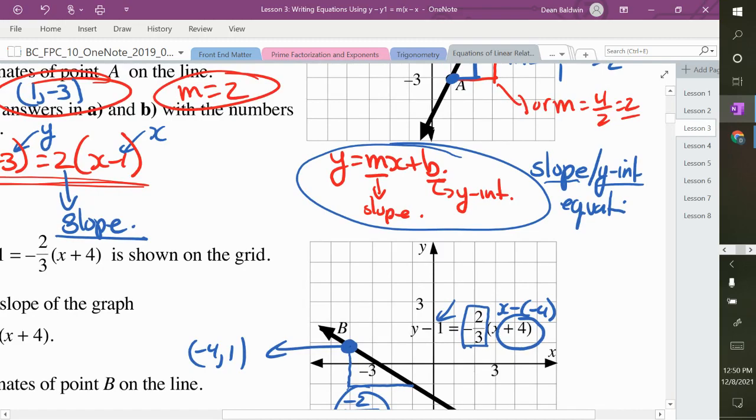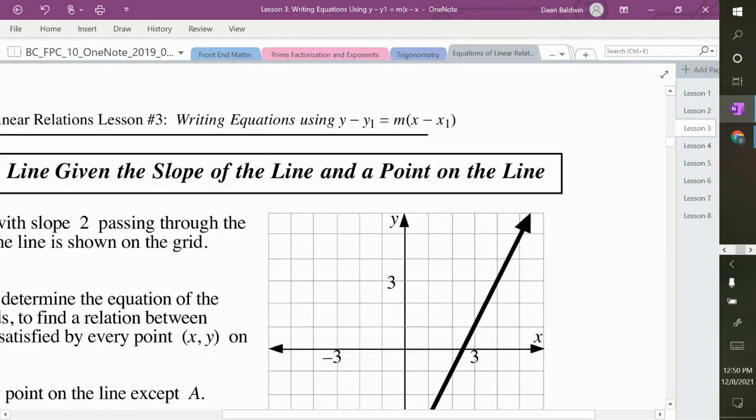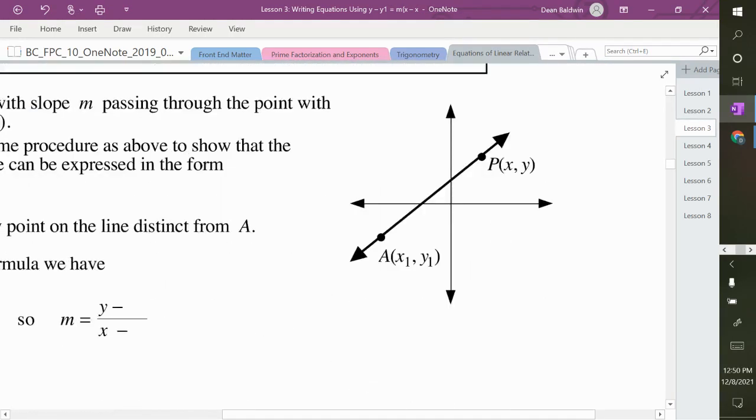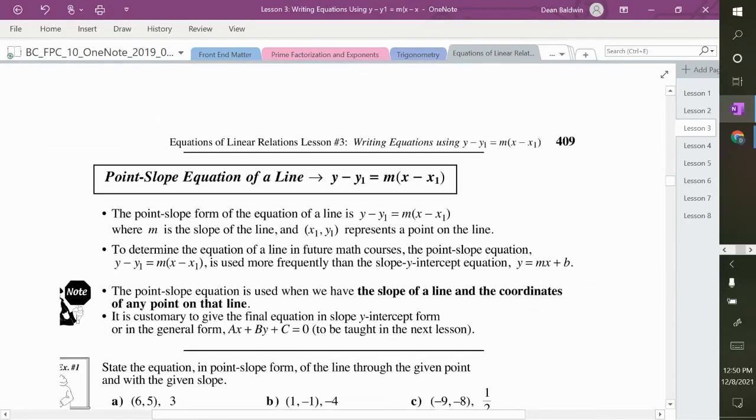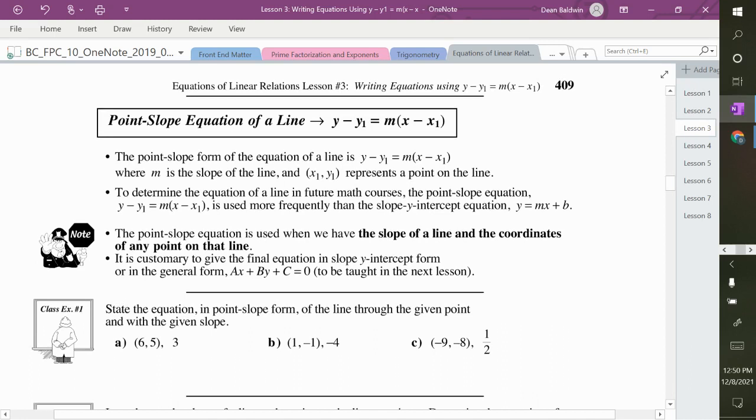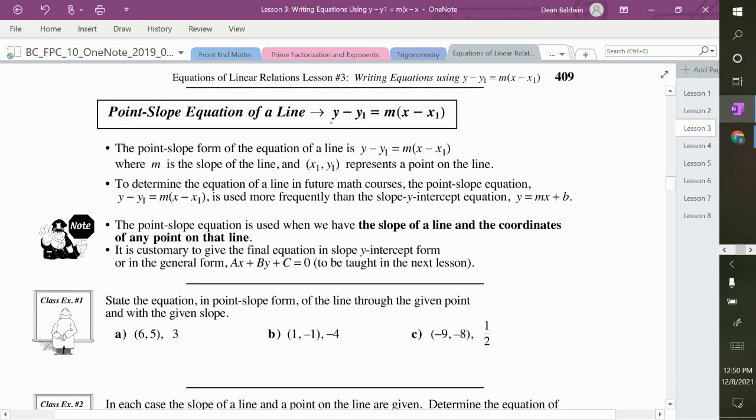So, everybody skip to page 409, please. Boom. 409. Okay. All right, here.